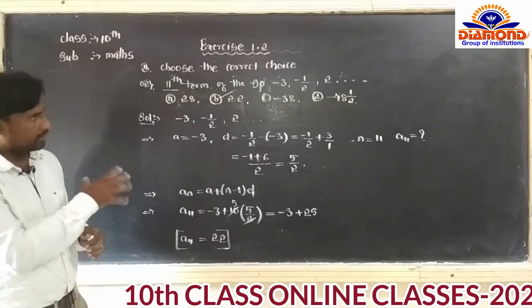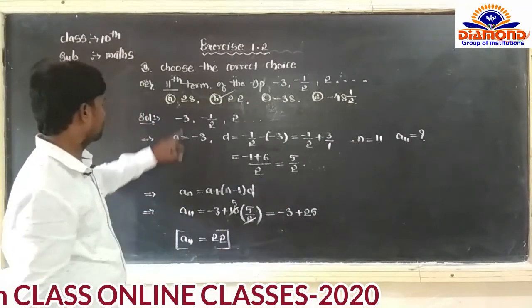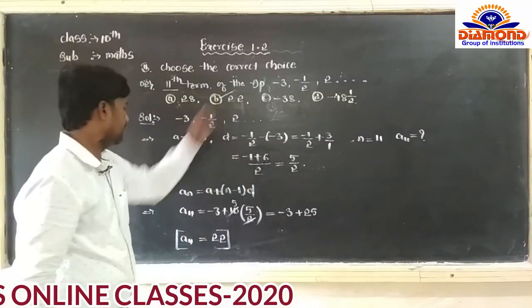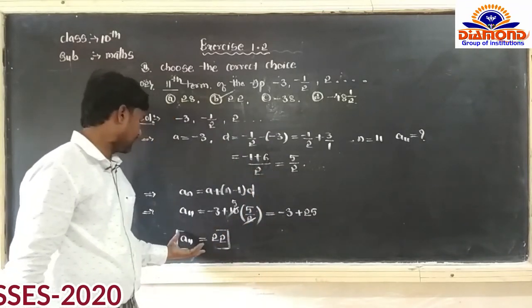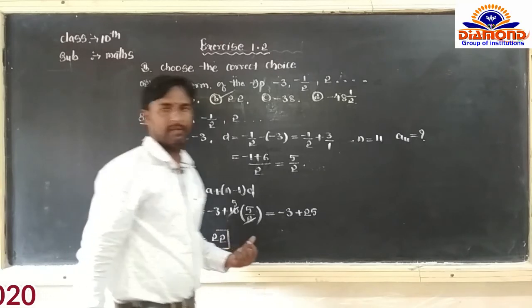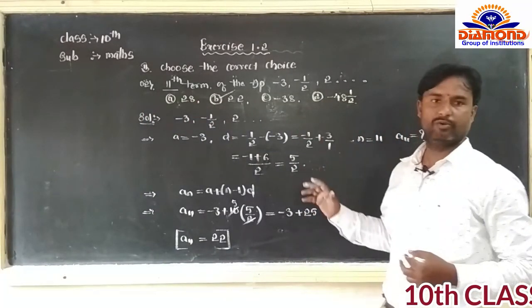I thought you understood the second question. The given list is like that, so I did the solution step by step here, dear students. The 11th term is equal to 22, dear students. I thought you understood the first question and the second question.